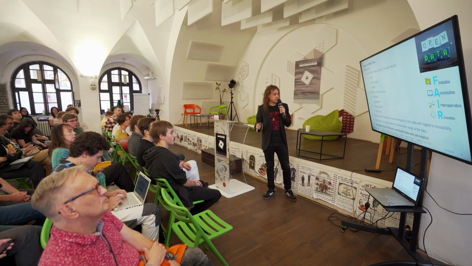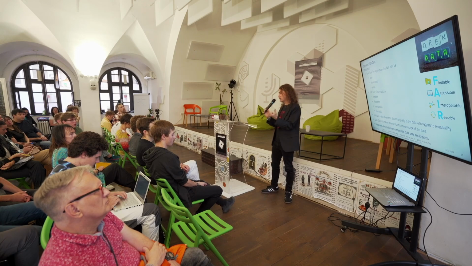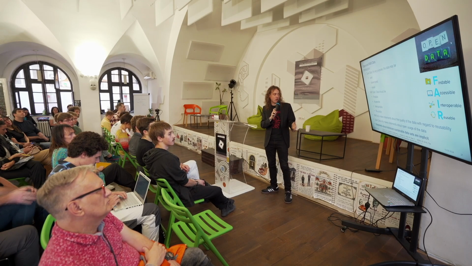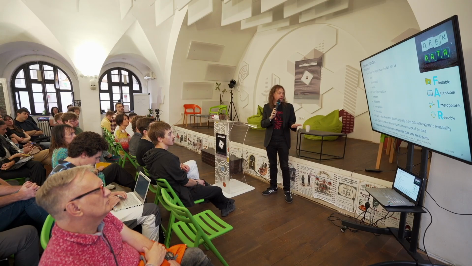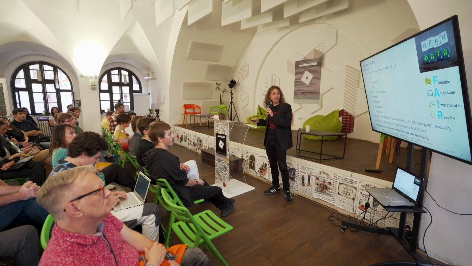But let's talk about just open data here, because this is maybe the most important. Open data means that for any purpose, the data may be used, disseminated, or reused with licenses like CC licenses and so on. And FAIR data means that data should be, it's the acronym, findable, accessible, interoperable, and reusable. FAIR only makes statements about the quality of the data with regard to reusability. That means FAIR is only a paradigm to make data reusable. It does not have to be open necessarily. And open data only makes statements about the open usage of data. And statements about minimum sustainable data sets are only implicit here.